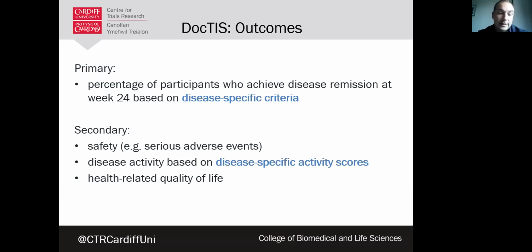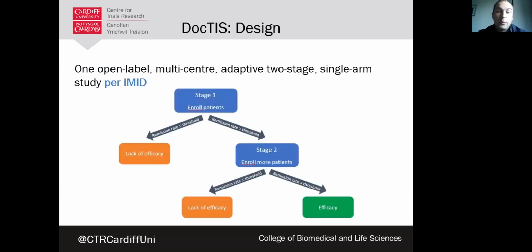So in terms of the design, overall we have this basket design, but within each IMID, within each disease, we will run an open label, which means patients will know what they get and their doctors will know what they get, multi-center adaptive 2-stage single-arm study. So this is an illustration of this adaptive 2-stage single-arm study, which will use a design called Simon's design or a similar design. What we do is we start recruiting patients.